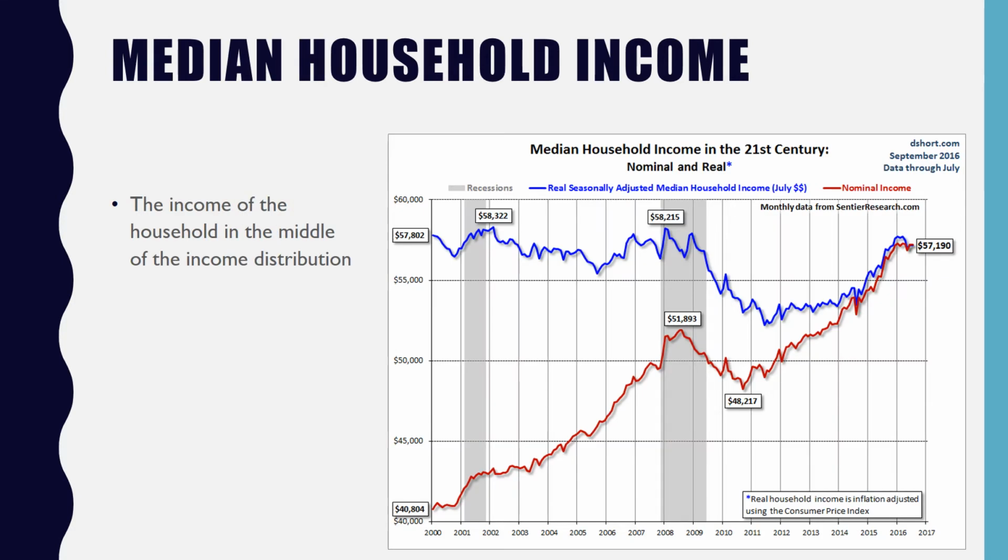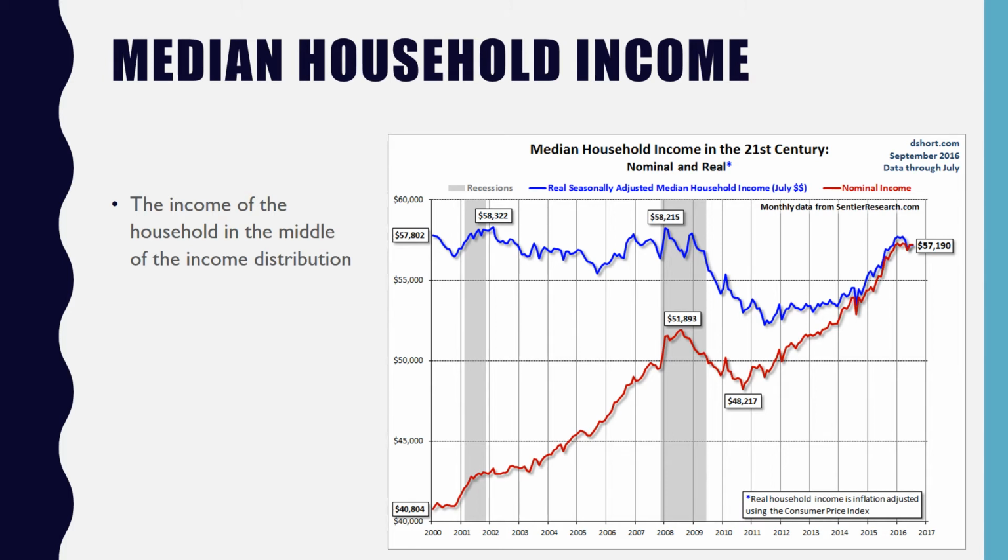On the other hand, median household income will, because this is telling us the income of the household in the middle, or the 50th percentile of the income distribution. So in other words, this is telling us that half of Americans make more than this number per year, and half of Americans make less than this number per year.